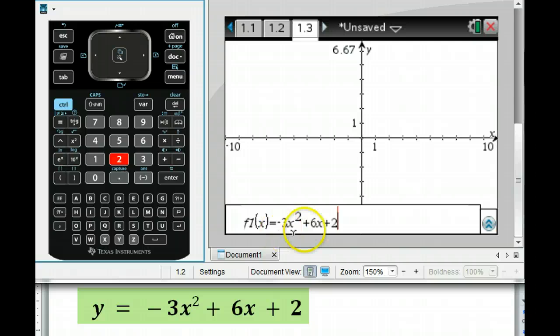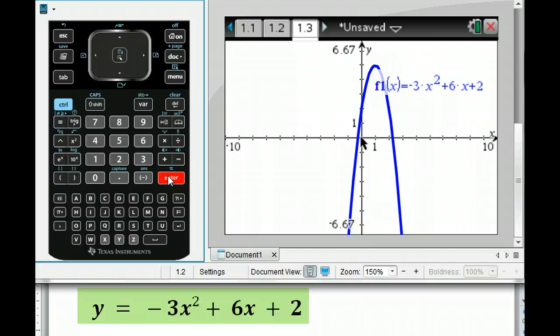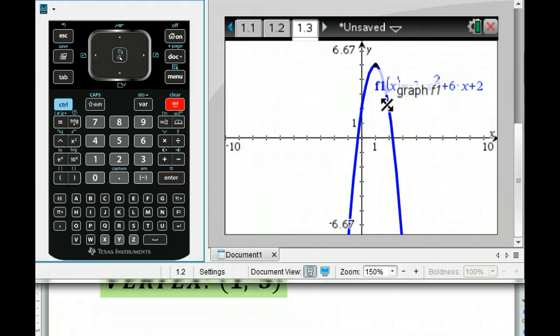Okay, when I have that entered in there, you'll see this is our f of x. That's our function notation. Then we'll hit enter, and it'll give us a graph here. And we're going to look at this graph now. And we want to try to find the vertex. And the vertex is either the highest or the lowest point. In this case, it would be the highest point because this graph is a frowny face. This opens down. So we're looking for the highest point.